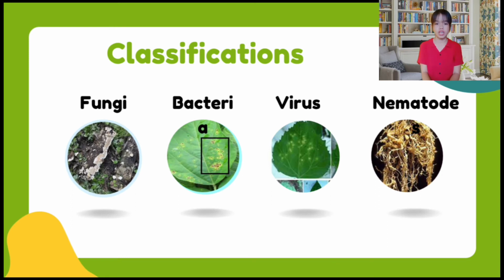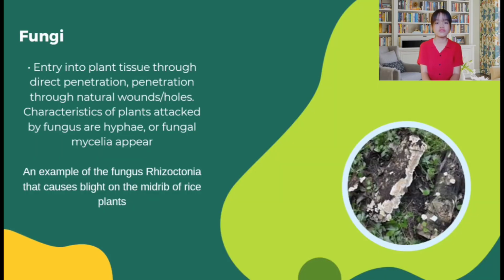These are the classifications of plant pathogens. It's comprised of fungi, bacteria, virus, and nematode. The plant pathogens cause diseases of the leaf, stem, root, vascular system, and fruit. First, fungi. It enters plant tissue through direct penetration, or penetration through natural wounds or holes. The characteristics of plants attacked by fungus are that hypha or fungal mycelia appear. An example of fungus is Rhizoctonia, which causes blight on the midrib of rice plants.